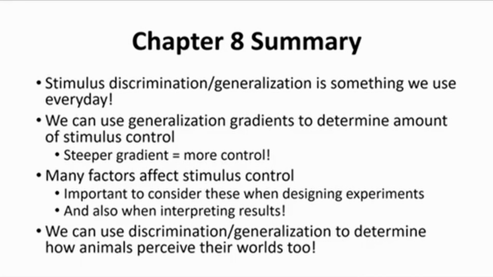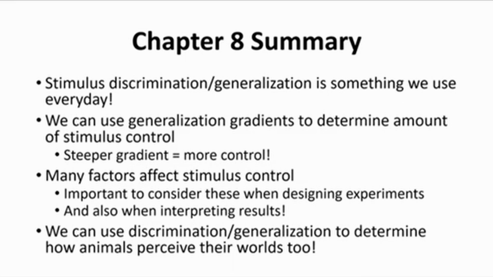All right, that is the end of a very long chapter. So a quick breakdown of our Chapter 8 summary. Stimulus discrimination and generalization is something that we use every day, and it's involved in all sorts of different behaviors that we see in our everyday lives, from knowing whether to walk or not walk at a crosswalk to knowing the difference between your cell phone ringing and someone else's cell phone ringing. We can use generalization gradients to determine the amount of stimulus control that's going on. We know that steeper gradients mean more control is going on.